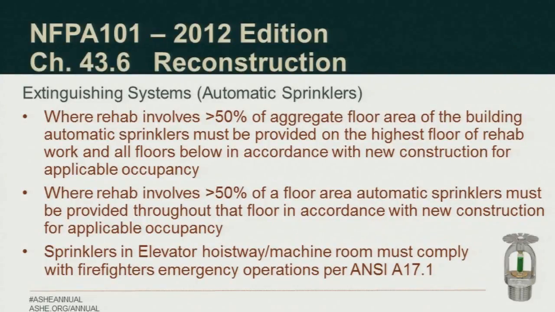If you're doing work in a hotel, and the new requirements would require sprinklers, then this would kick in. Where rehab involves 50% of a floor area, automatic sprinklers must be provided throughout that floor in accordance with new construction for the applicable occupancy. So if I'm doing more than 50% of a building, I have to do from that floor that I'm rehabbing all the way down. If I'm doing more than 50% of a floor, I have to do that whole floor. Make sense?